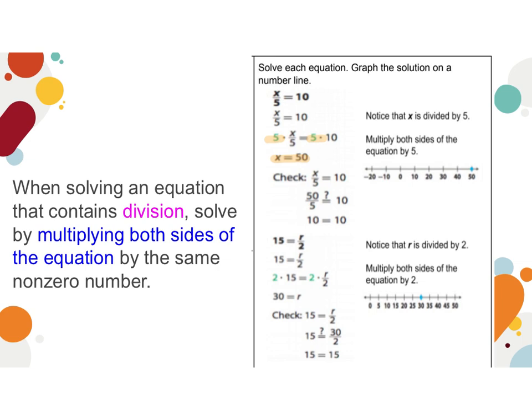Next, they plugged in 50 for x in the original equation. 50 divided by 5 is 10, so the equation was solved correctly.